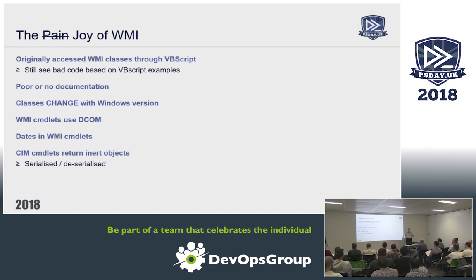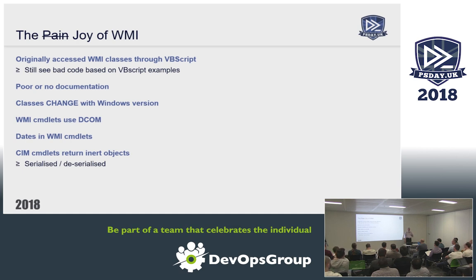Mentioned that the WMI commandlets use DCOM. Another change that really, really hurt. In Server 2012 R2, the Windows Update Services classes, you could use them remotely, and they worked a treat. They changed them in Server 2016. They changed the name, they changed the methods, they changed the parameters, and they didn't work remotely. But they would work through a PowerShell Direct session from your Hyper-V host. That's why there's a bit of pain sometimes.